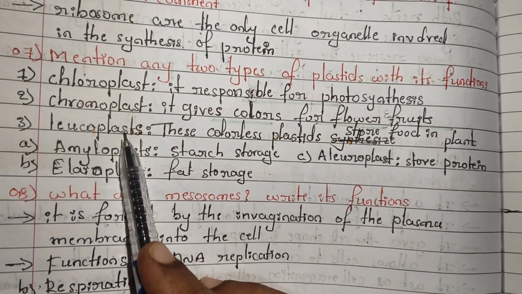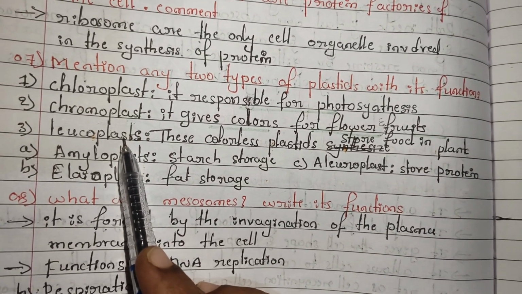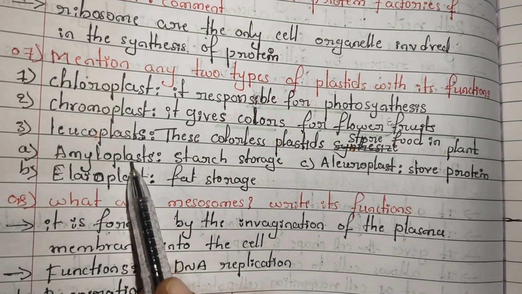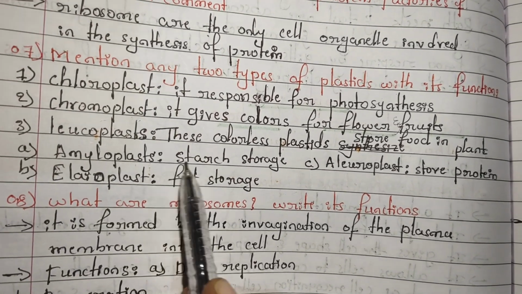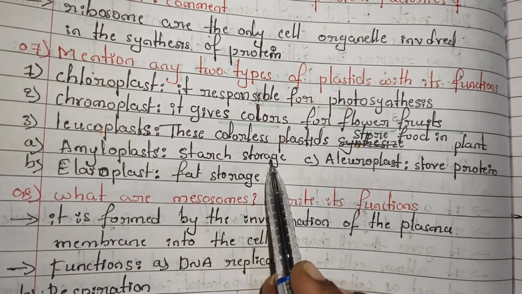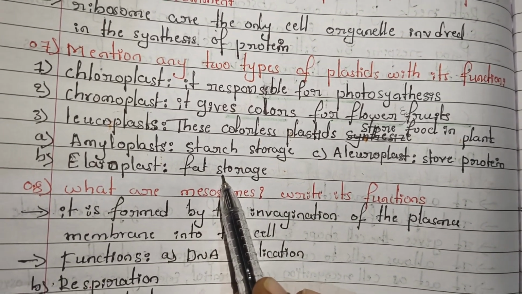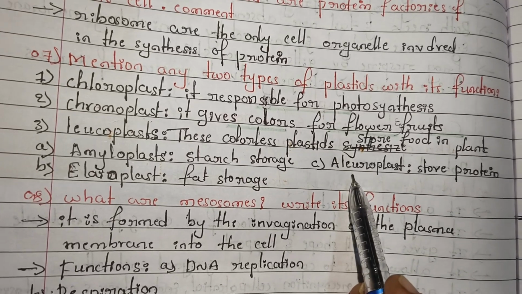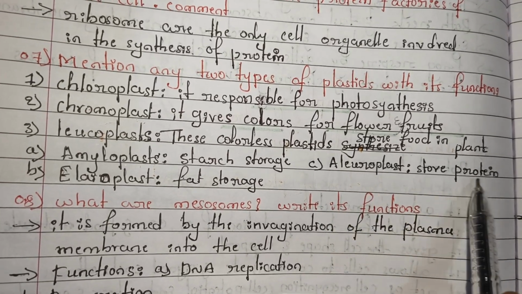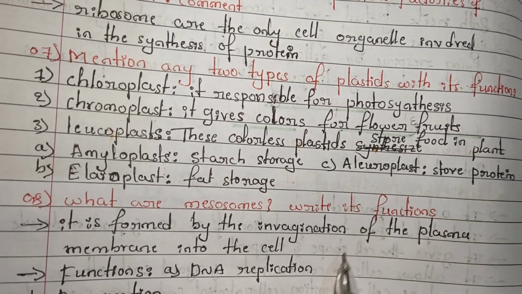So in leucoplast, based on what type of food storage is there, they are classified into 3. First one, amyloplast. It is responsible for starch storage. Second one is elaioplast. It is helpful for fat storage. And third one is aleuroplast. It is helpful for protein storage.